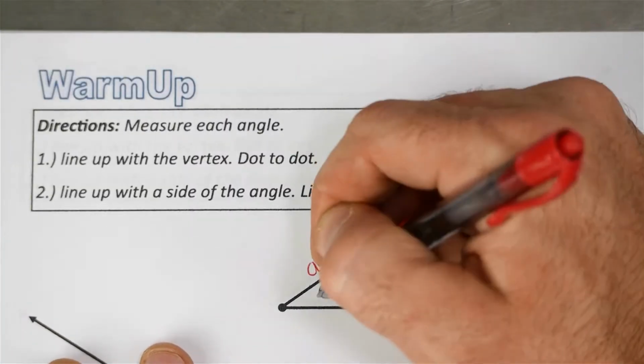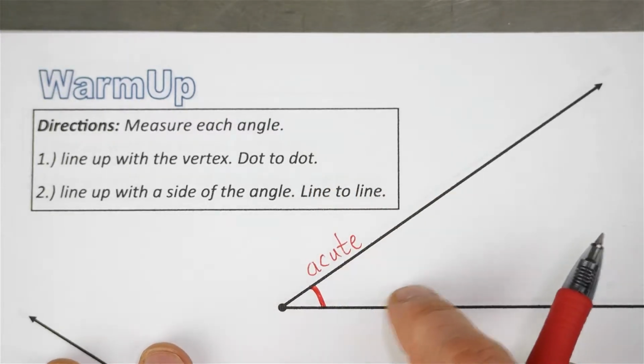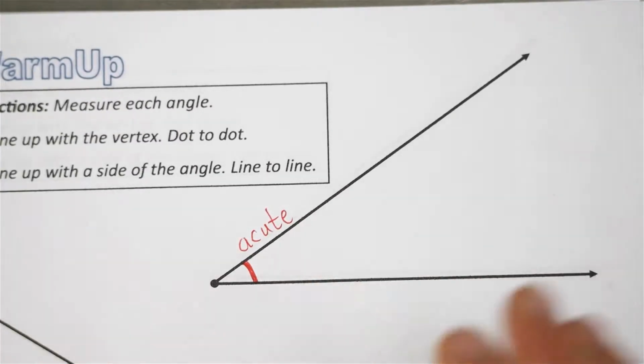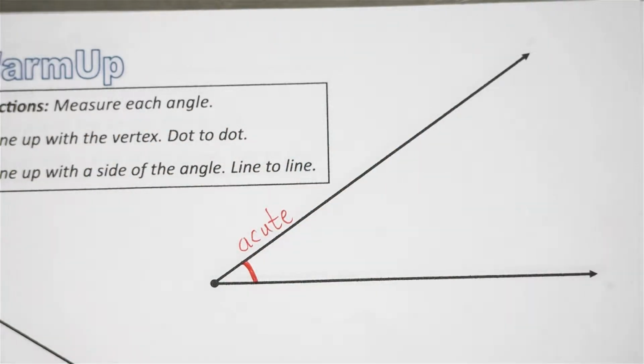Okay, talking about this right here, this angle. So I know it's less than 90, so that's where I'm starting with. So whenever I put my protractor up here and I get it in place and everything, it'll help me to know which set of numbers to look at.